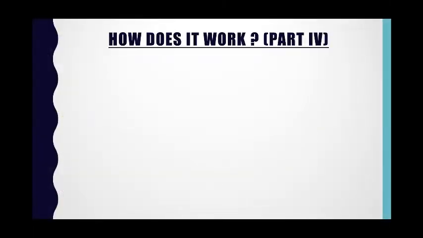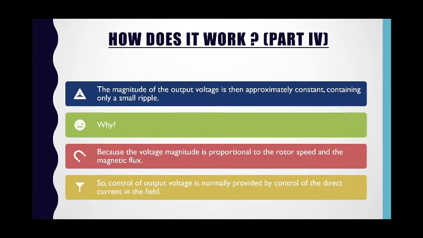Alright, here's my next slide, the next part of my storyline. Now, the magnitude of the output voltage is approximately constant, containing only a small ripple. Why does it contain just a small ripple? This is because the voltage magnitude is proportional to the rotor speed and the magnetic flux. To be exact, it is directly proportional.